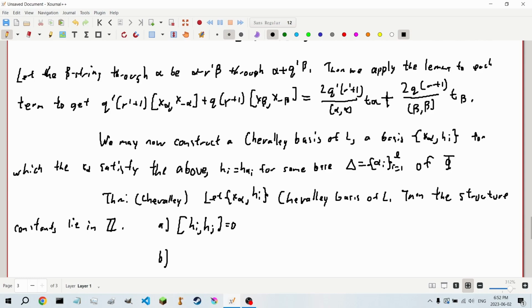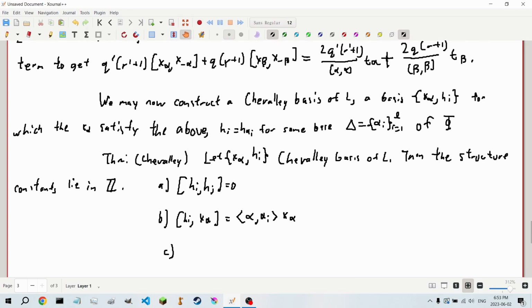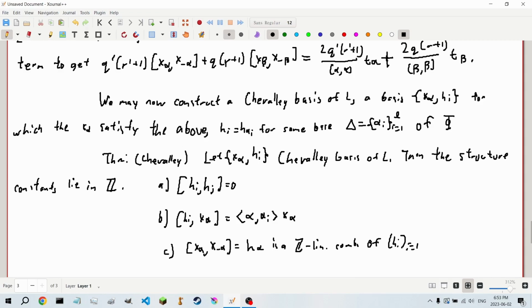The bracket of hi with x alpha is the angle bracket of alpha with alpha i times x alpha. Part C is that the bracket of x alpha, x negative alpha is what we're going to call h alpha, which is an integer linear combination of hi from 1 to L.